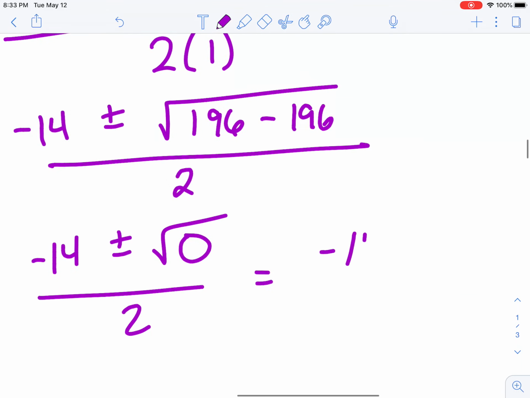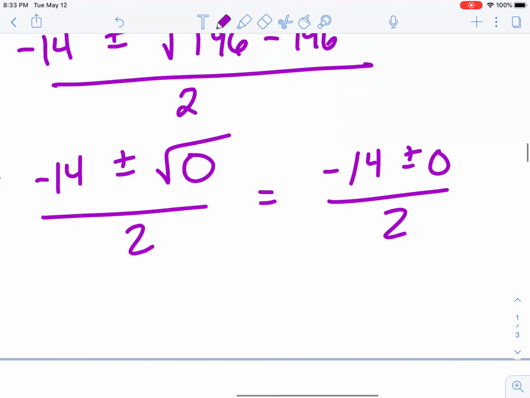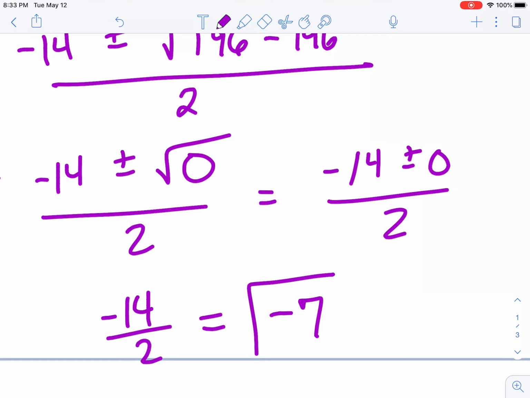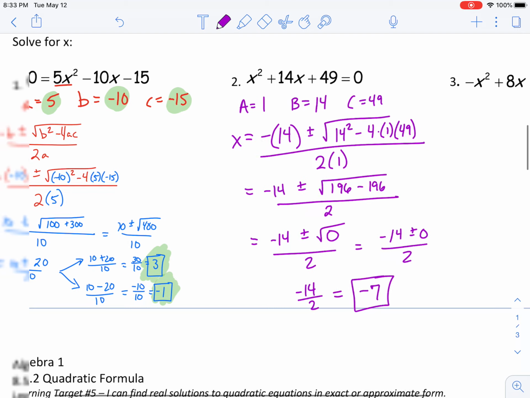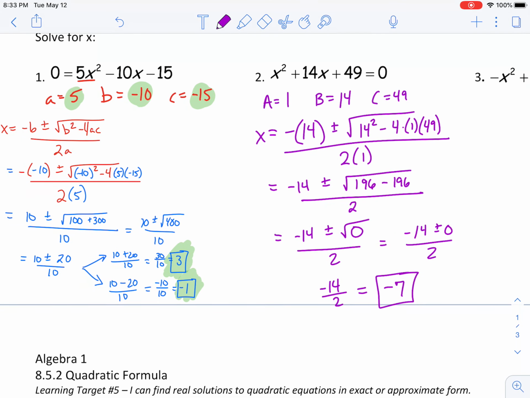So what is the square root of 0? Well, it's just plus or minus 0. So in this case, if I'm adding 0 to negative 14 and then I'm subtracting 0, it doesn't change it. So my solution is negative 7. This is a case where you only have one solution.